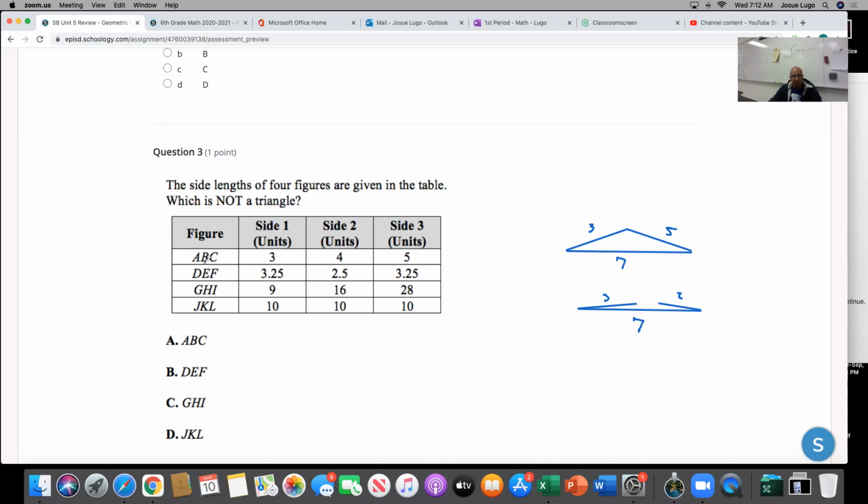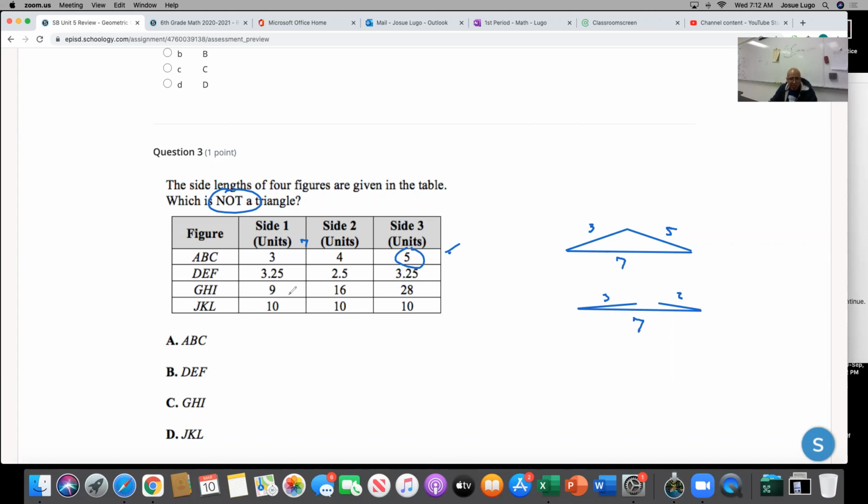Okay, so let's see here. Which one is not a triangle? Here the longest side is 5. So 3 plus 4 is 7. That is longer than the longest side, so that can be a triangle. This one we have 3.25, 3.25, and 2.5. This can be a triangle, because if you take one of the longest sides and the other 2, it's an isosceles triangle. All right, moving on.